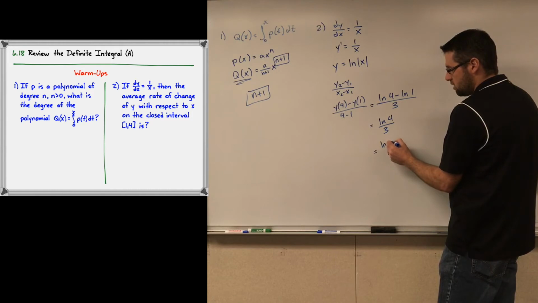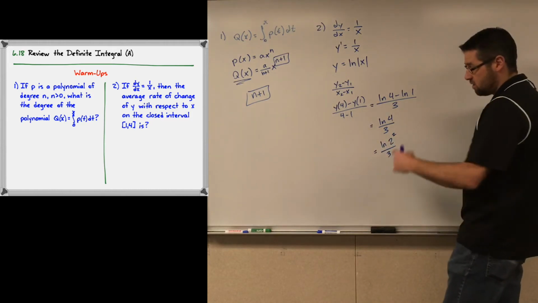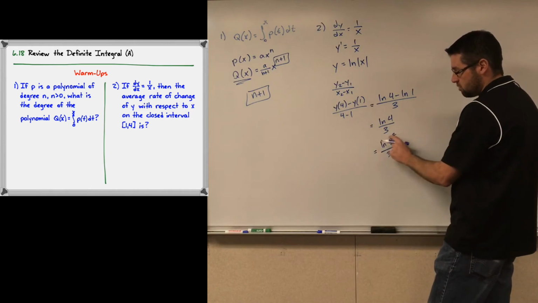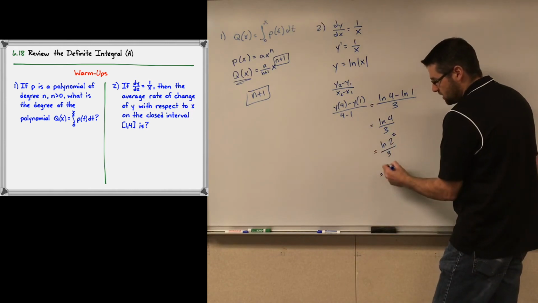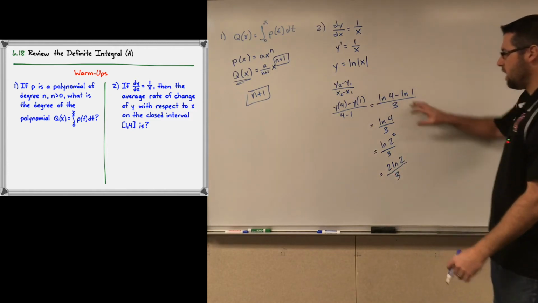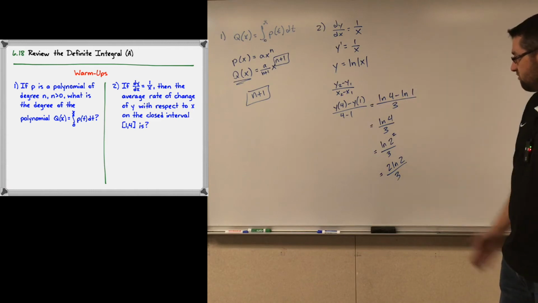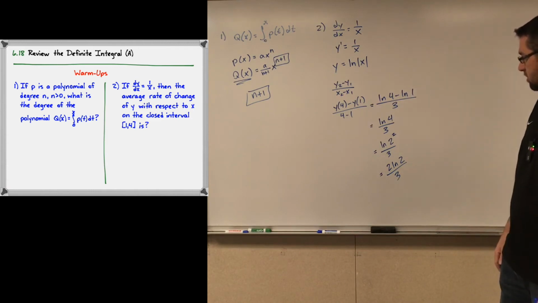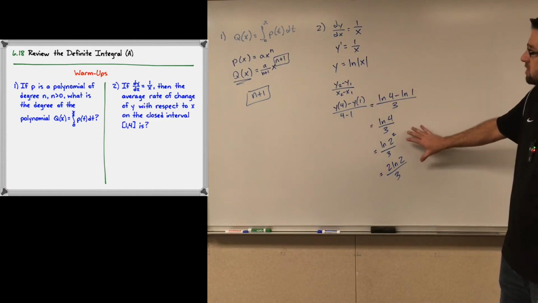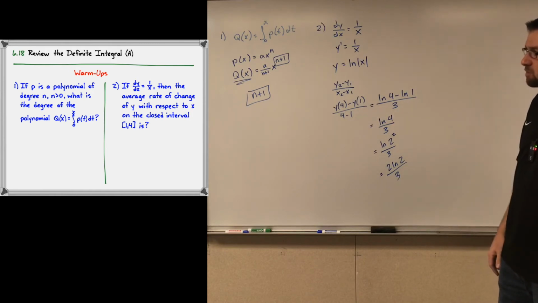So we can say natural log of 2 squared over 3. And then there's a rule of natural log. It says you can bring the power out front, so we could rewrite this as 2 natural log of 2 over 3. So any one of these answers is valid. It just depends on what form of the final answer you're looking for. So that's one way of approaching how to find the average rate of y.